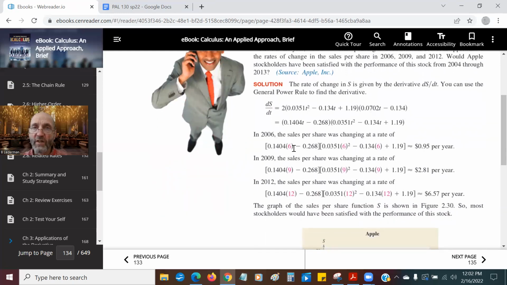If I just plug in those values, plugging in 6, I get 95 cents per year. Plug in 9, 281 per year, and plug in 12, 657, which means it's increasing at 657 per year. That may not seem like a lot of money, but if you own 1,000 shares, or 10,000 shares, then it is a lot of money. When it says $6, it's $6 per share. If you own 1 million shares, then that's like $6 million. So it depends on how many shares you own.